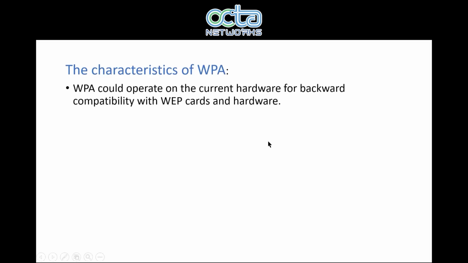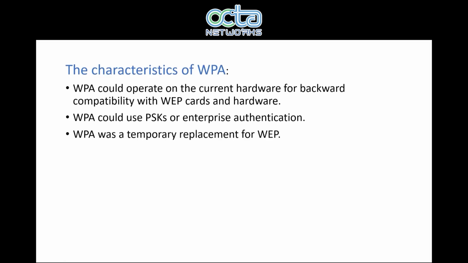So what are the characteristics of WPA? Now, WPA could operate on the current hardware for backward compatibility with WEP cards and hardware. WPA could use PSK or enterprise level authentication, and WPA was a temporary replacement for WEP, but has been deprecated in favor of WPA2, because with the latest hardware, there are a few that will not even support this, especially the latest controllers.